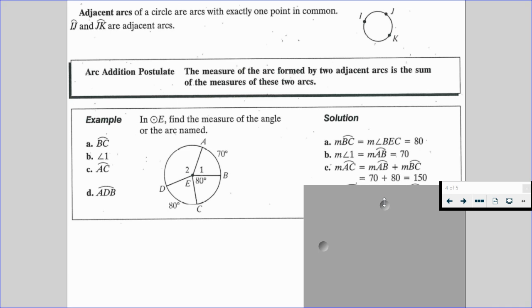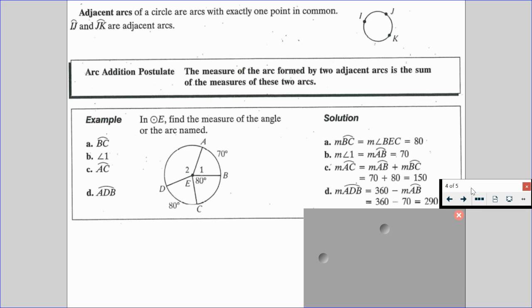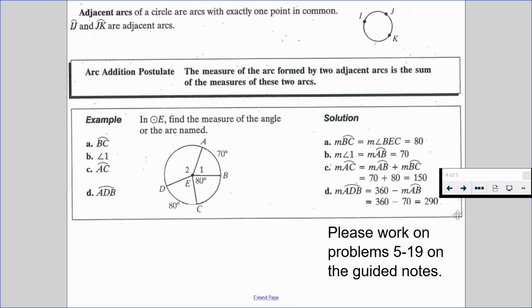For C, we can use our arc addition postulate here. Minor arc AC is going to be equal to the sum of the measure of minor arc AB plus the measure of minor arc BC. We know that minor arc AB has a degree value of 70 and minor arc BC has a degree value of 80, so we add them together and get 150. And likewise, our major arc ADB is going to be 360 take away minor arc AB. So we end up with 360 minus 70, which gives us 290. With this in mind, please work on problems 5 through 19 on the guided notes and resume when you're ready to move forward.